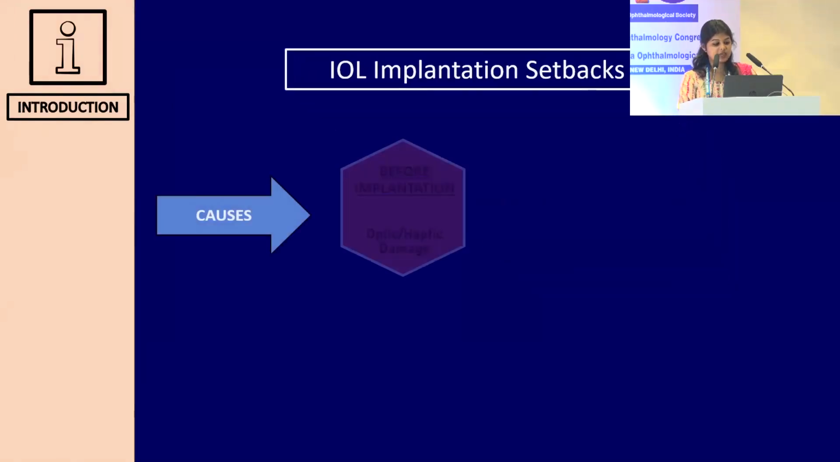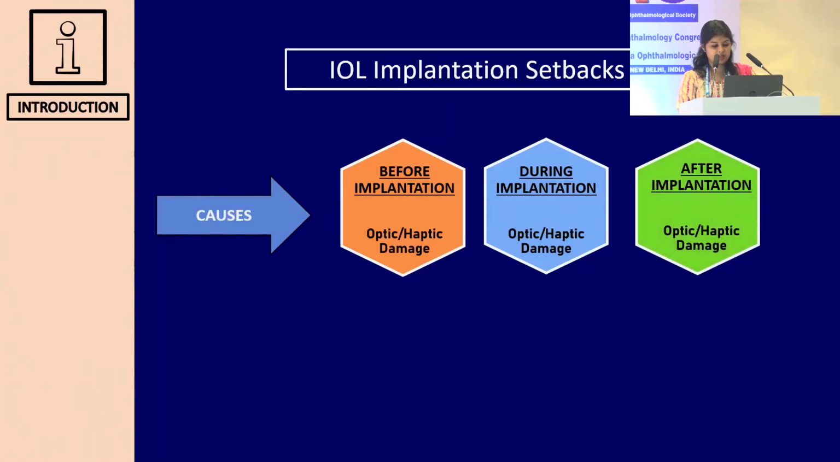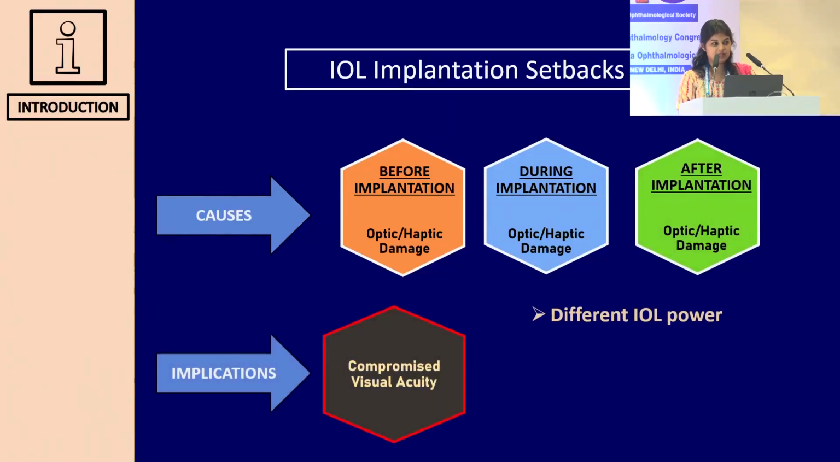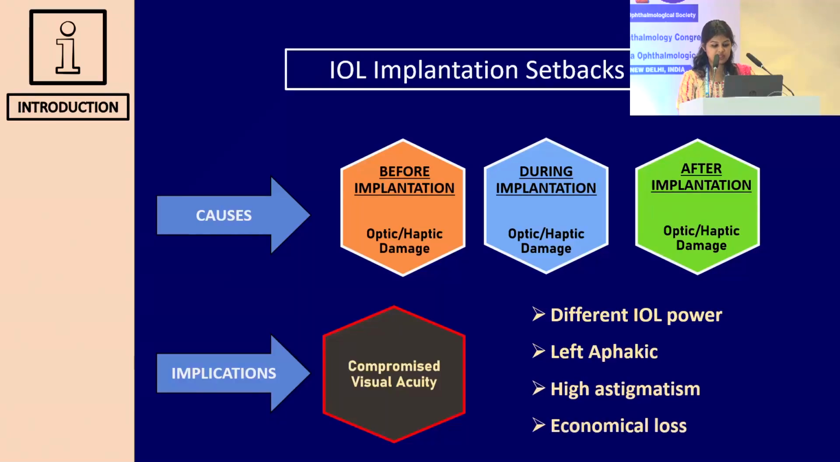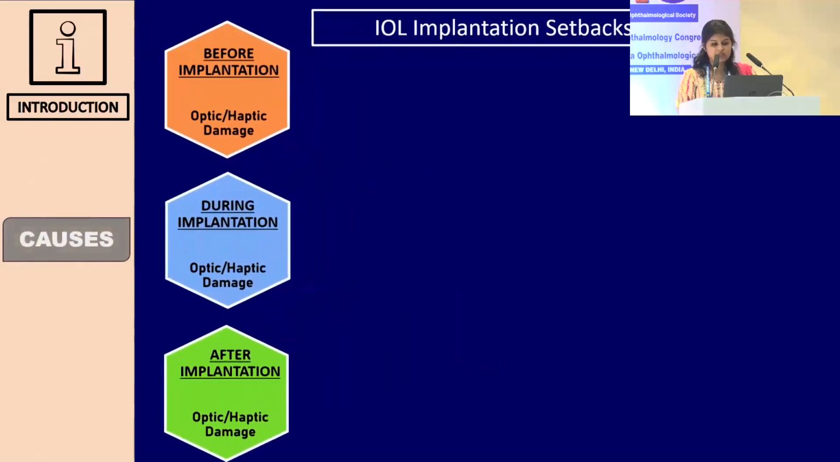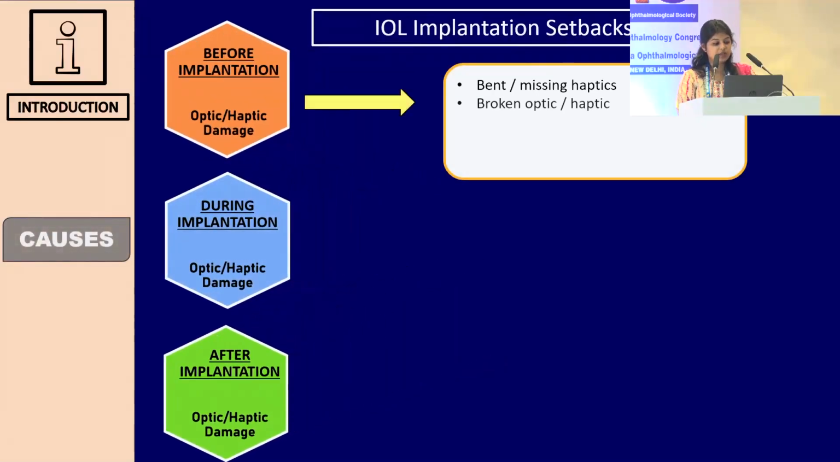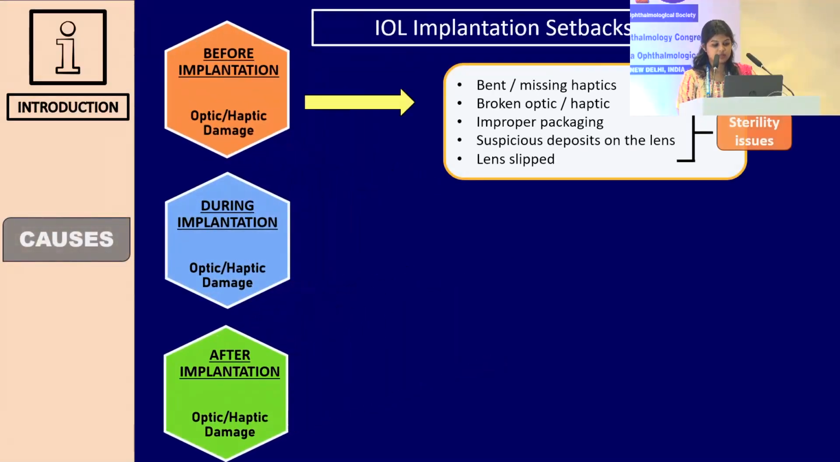These can be broadly classified as optic or haptic damage before, during, or after implantation of the IOL, and it may sometimes lead to compromised visual acuity due to a different IOL power being implanted, or the patient may be left aphakic.